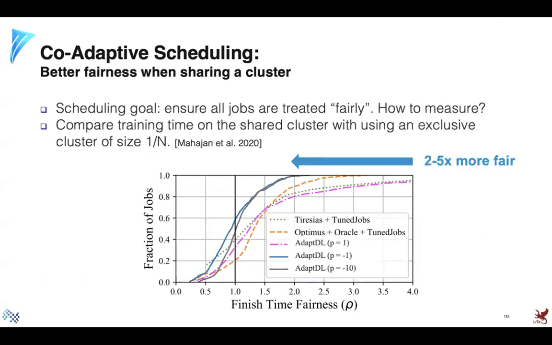Another goal when it comes to scheduling is achieving better fairness when sharing a cluster. Fairness essentially wants to make sure that every job sharing the cluster is treated fairly. So you shouldn't have one job that is taking up all the resources in your cluster while another job gets nothing. Fairness can be measured using a recently developed metric called finish time fairness, which is essentially a comparison between the training job on a shared cluster versus the same training job using an exclusive cluster of the same size. Using this metric, we're able to show that the co-adaptive scheduling in AdaptDL is able to achieve somewhere around 2 to 5 times more fair resource allocations.